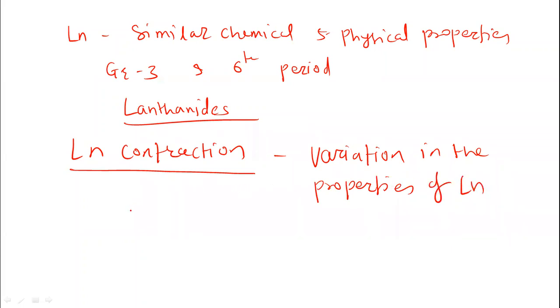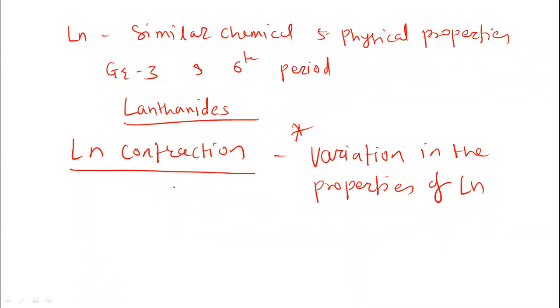How is it so? At one time we say that they have similar chemical properties, and now, according to the effect of the lanthanum contraction, we are saying that there is a variation in the properties of the lanthanides. It means that we are changing our statement here, but it is true, there is a variation in the properties of the lanthanides, and this variation is due to the lanthanum contraction effect.